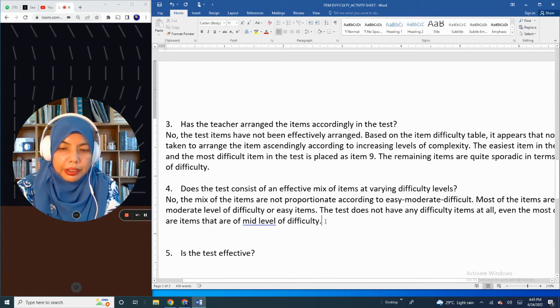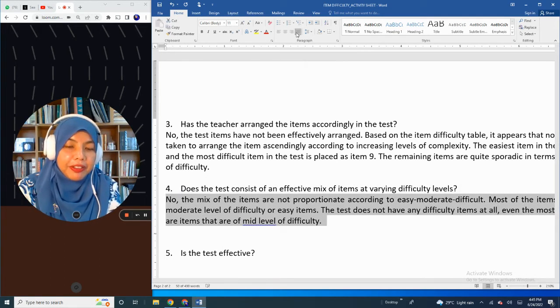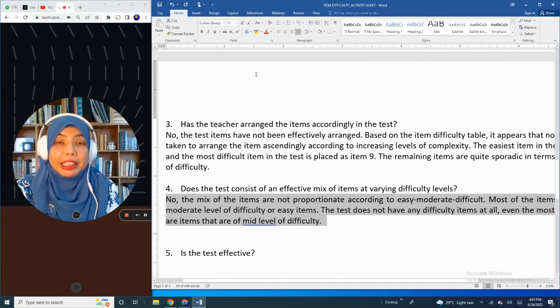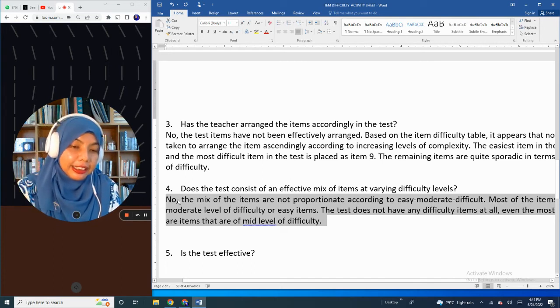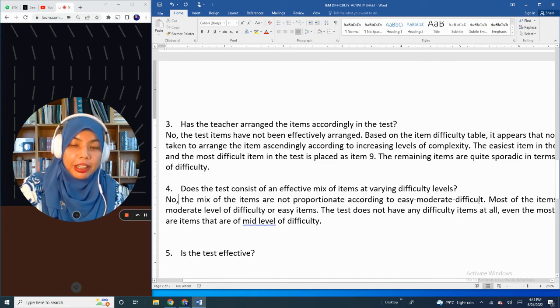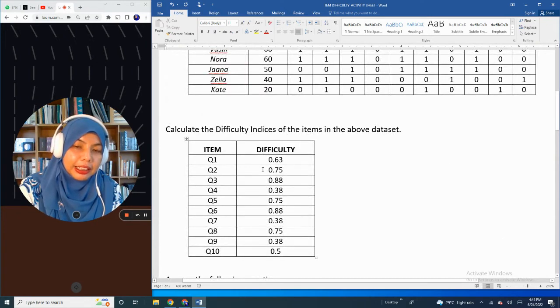So this is a sample answer. If the test consists of an effective mix of items, then you can say something like, yes, the test consists of an effective mix of items with a nice or effective proportion of easy, moderate, and difficult items. Then you can explain the rest according to the way you interpret the difficulty indices in this table.